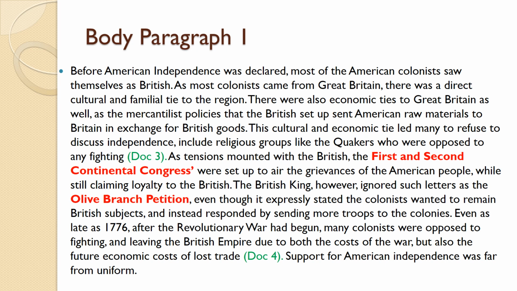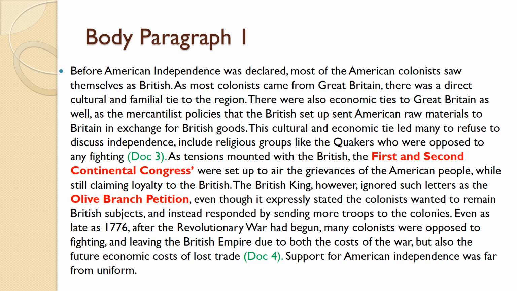Document 3. As tensions mounted with the British, the First and Second Continental Congresses were set up to air grievances of the American people, while still claiming loyalty to the British. The British king, however, ignored such letters as the Olive Branch Petition, even though it expressly stated that the colonists wanted to remain British subjects, and instead responded by sending more troops to the colonies.